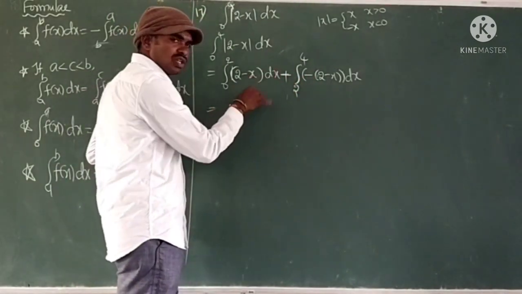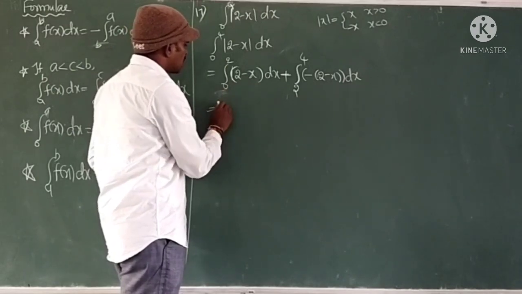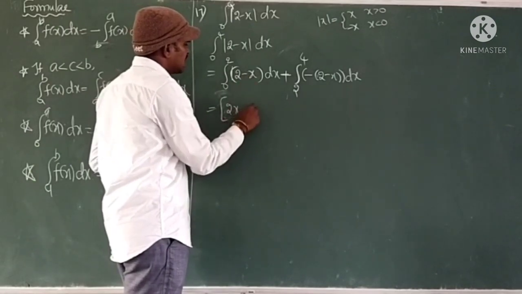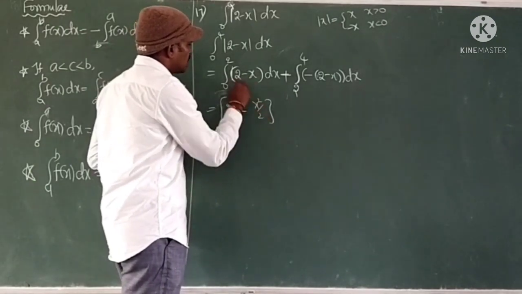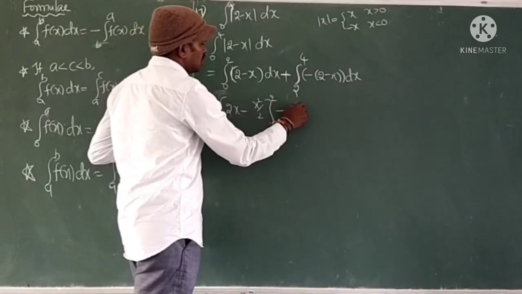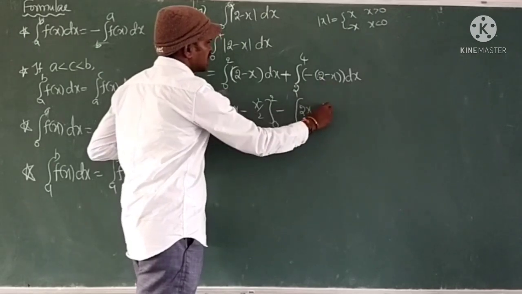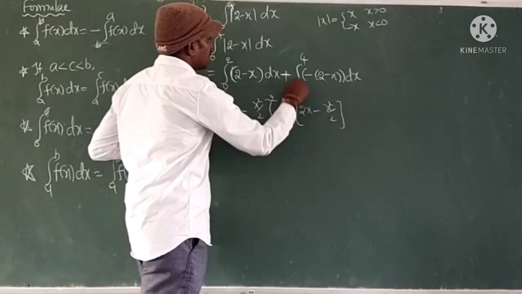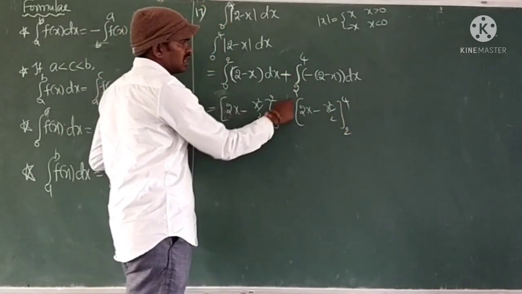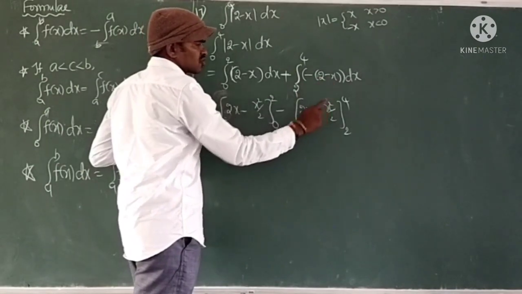Now do the integration from 0 to 2. Integration of 2 is 2x, minus integration of x is x square by 2, with limits 0 to 2. Plus, again integration of 2 is 2x, integration of x is x square by 2, with limits 2 to 4. Plus into minus gives minus, so it is integration of 2 is 2x, minus minus gives plus, integration of x is x square by 2.